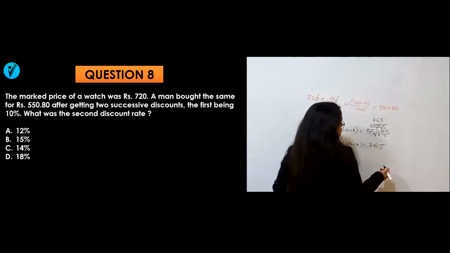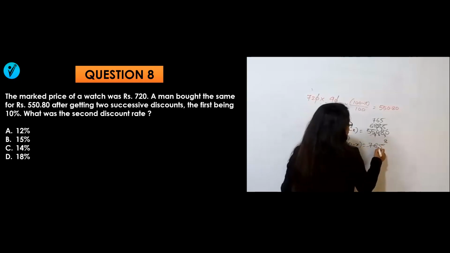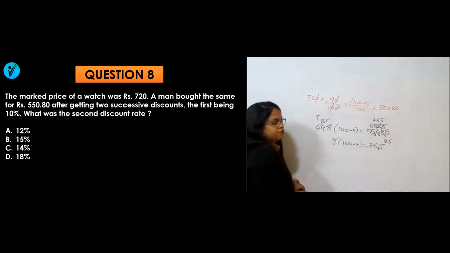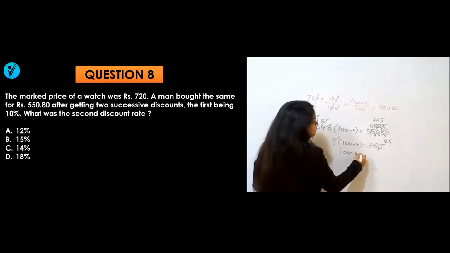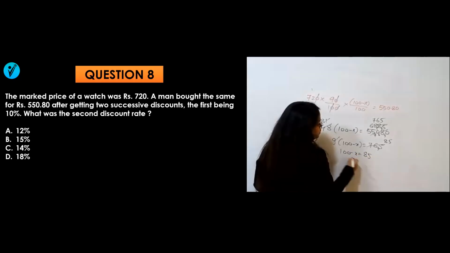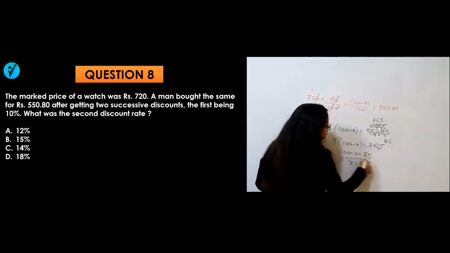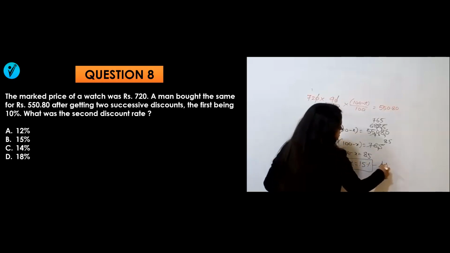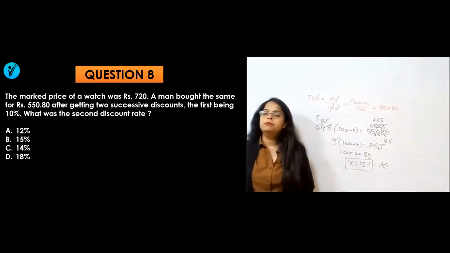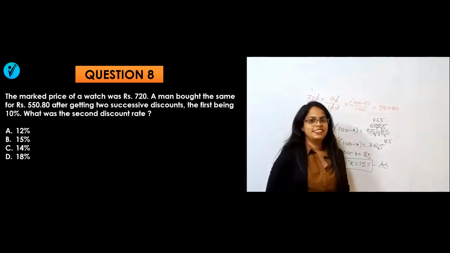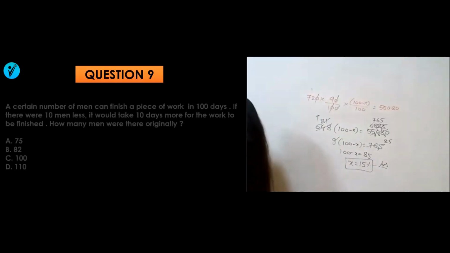9 8s are 72, there will be 4. 9 5s are 45. So 100 minus x is equal to 85. So x will be equal to 100 minus 85, which is 15%. Your answer will be 15. That is option number B. That's it. Easier. Now let's go for the next one.